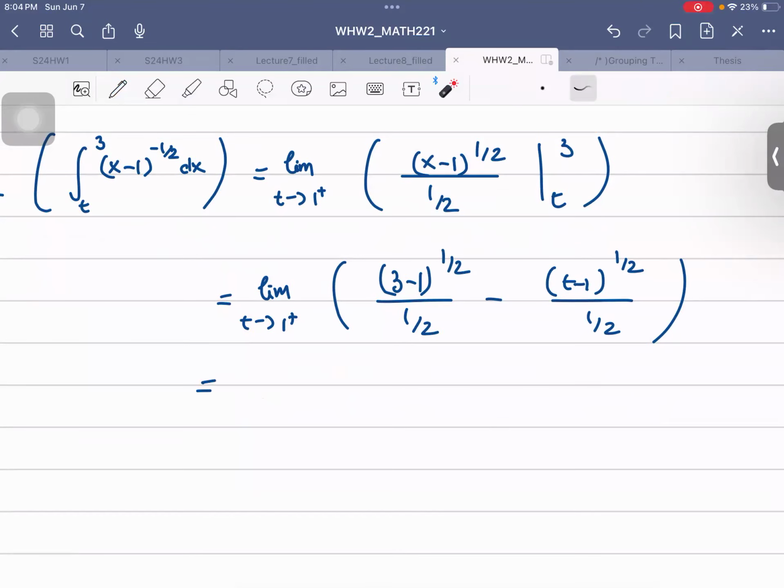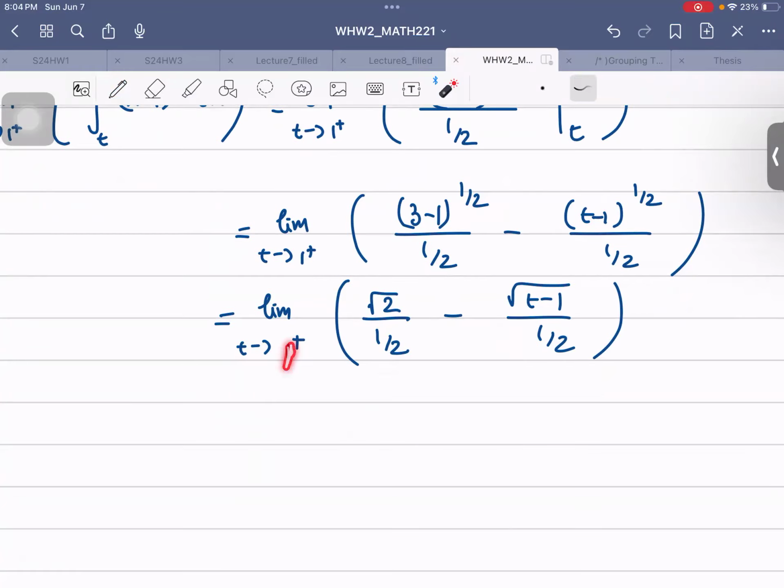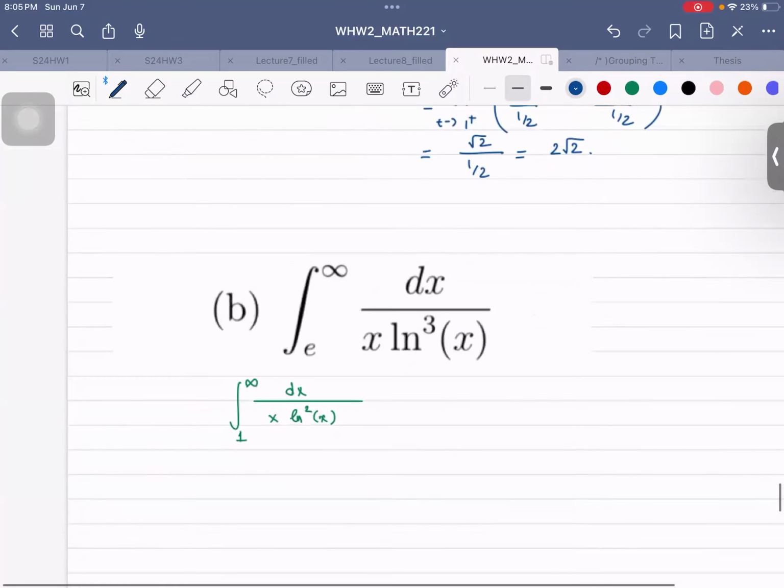Dividing by 1 half is just multiplying by 2. So let me rewrite that again. 3 minus 1 is 2, 2 to the 1 half is square root of 2. So square root of 2 divided by 1 half, minus square root of t minus 1 divided by 1 half. When I let t tend to 1, I will have square root of 0. You plug in 1 over here, 1 minus 1 is 0, so this term vanishes. You simply have square root of 2 divided by 1 half, or 2 square root of 2. Okay, let's go into the next one.